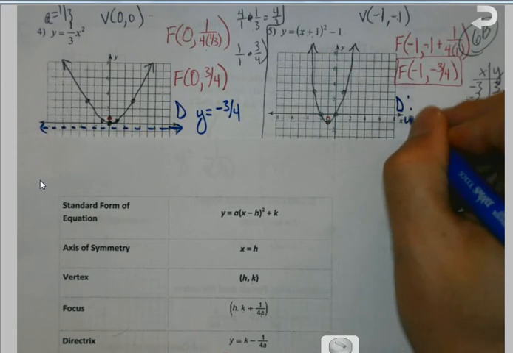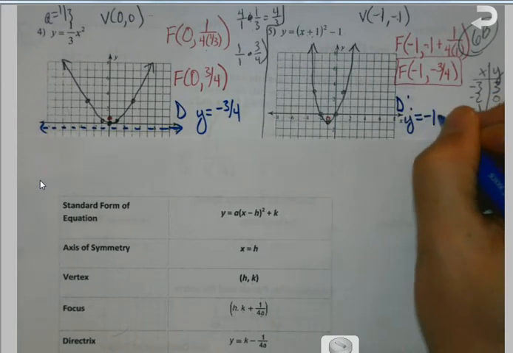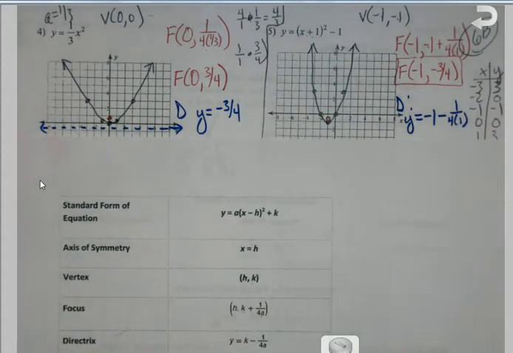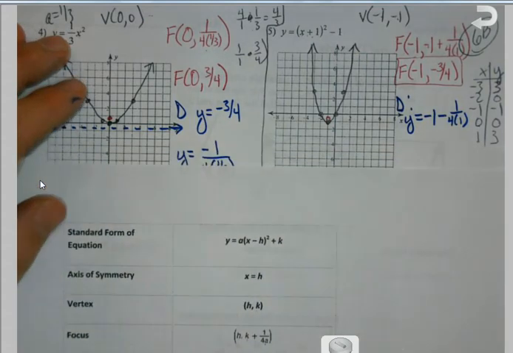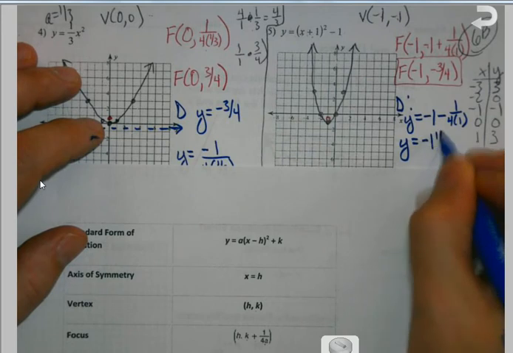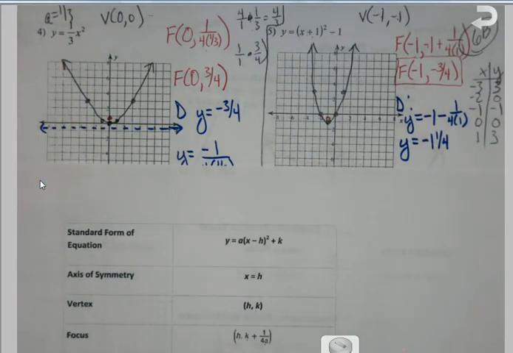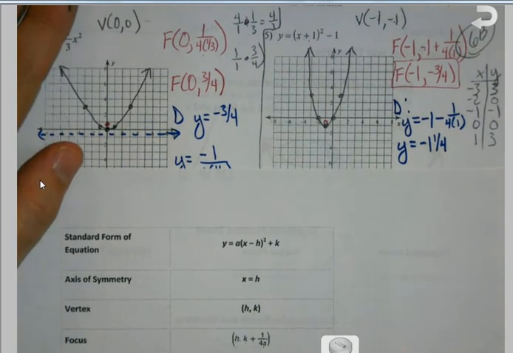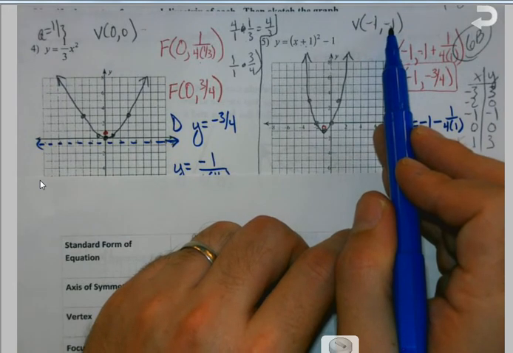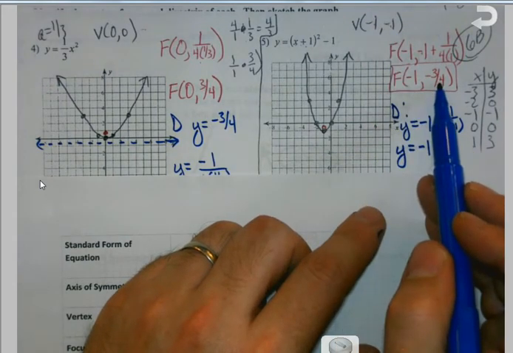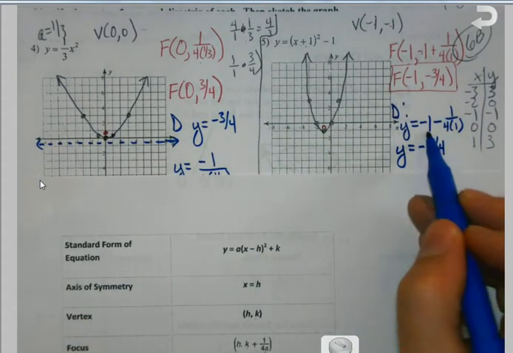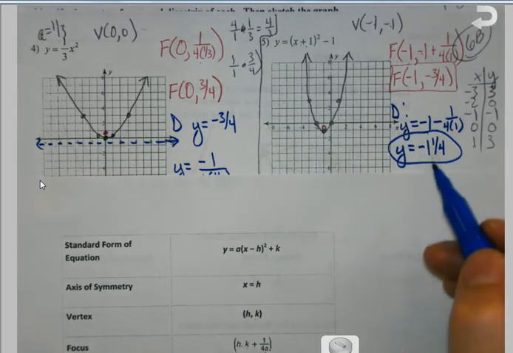We've got y equals k minus 1 over 4a. So we're still going to end up seeing a pattern develop here. So -1 minus 1/4 is -1 1/4. Here's what I want you to start thinking about, because patterns help us to make these easier. If you think about your vertex's y value, it's -1. Okay? My focus was at -3/4, which is 1/4 away, 1/4 above -1. My directrix is 1/4 below that -1.